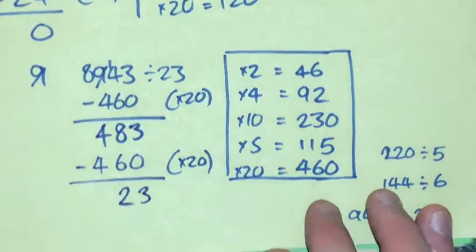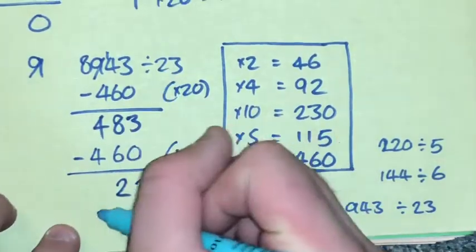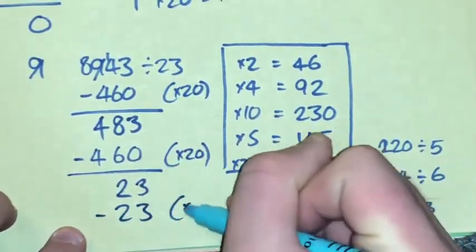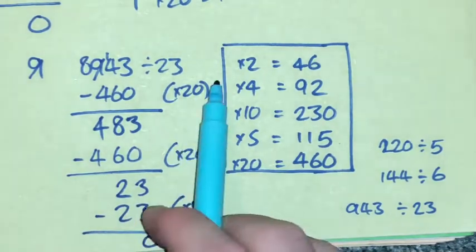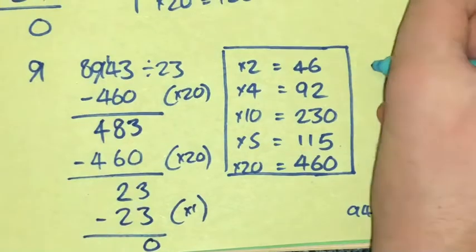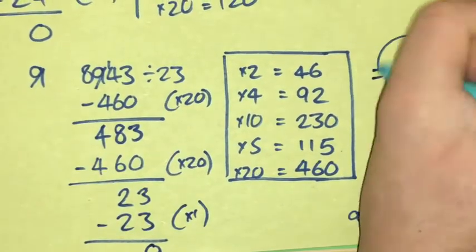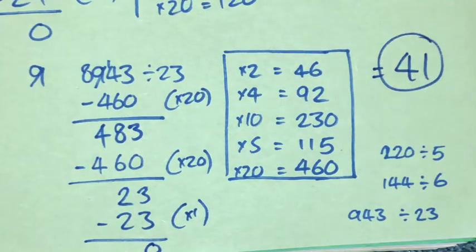What am I going to take away now? Well, I'm going to take away just one lot of 23. And I get to 0, which is where I want to get to. How many lots have I taken away? 20, 40. My answer is 41. I know I moved quickly, so you can go back through it, go slowly, take your time with it.